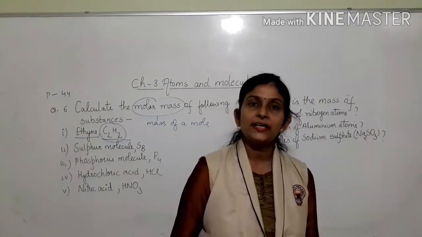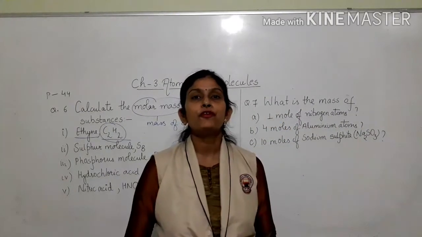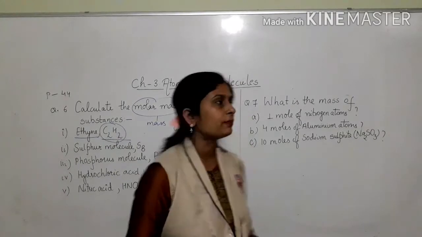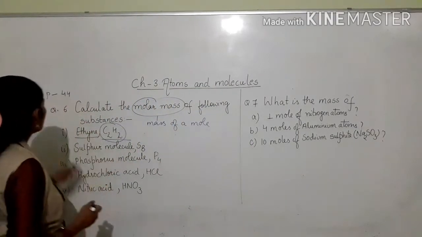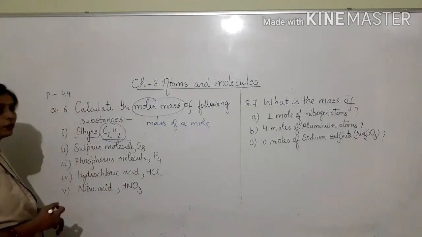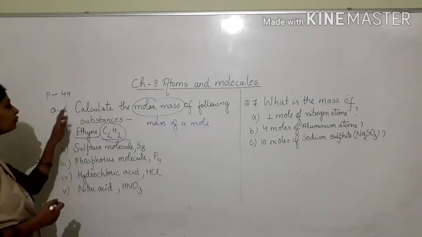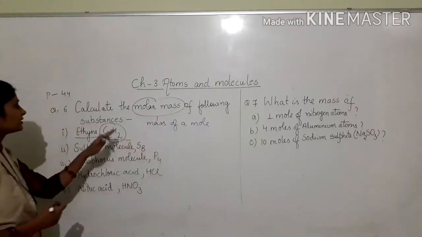Good morning, students. Today we will solve a few more exercises of chapter 3, Atoms and Molecules. First of all, question number 6 of page number 44. In this question, we have to calculate the molar mass of the following substances.